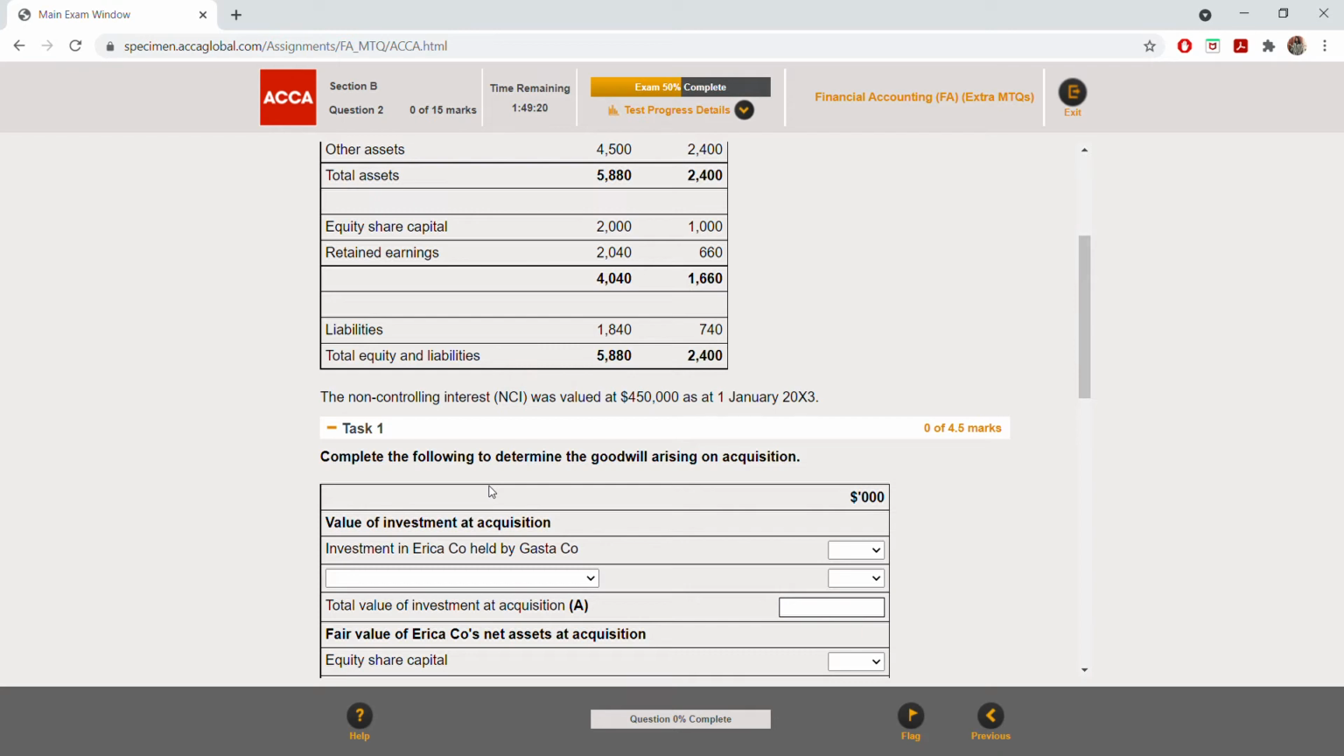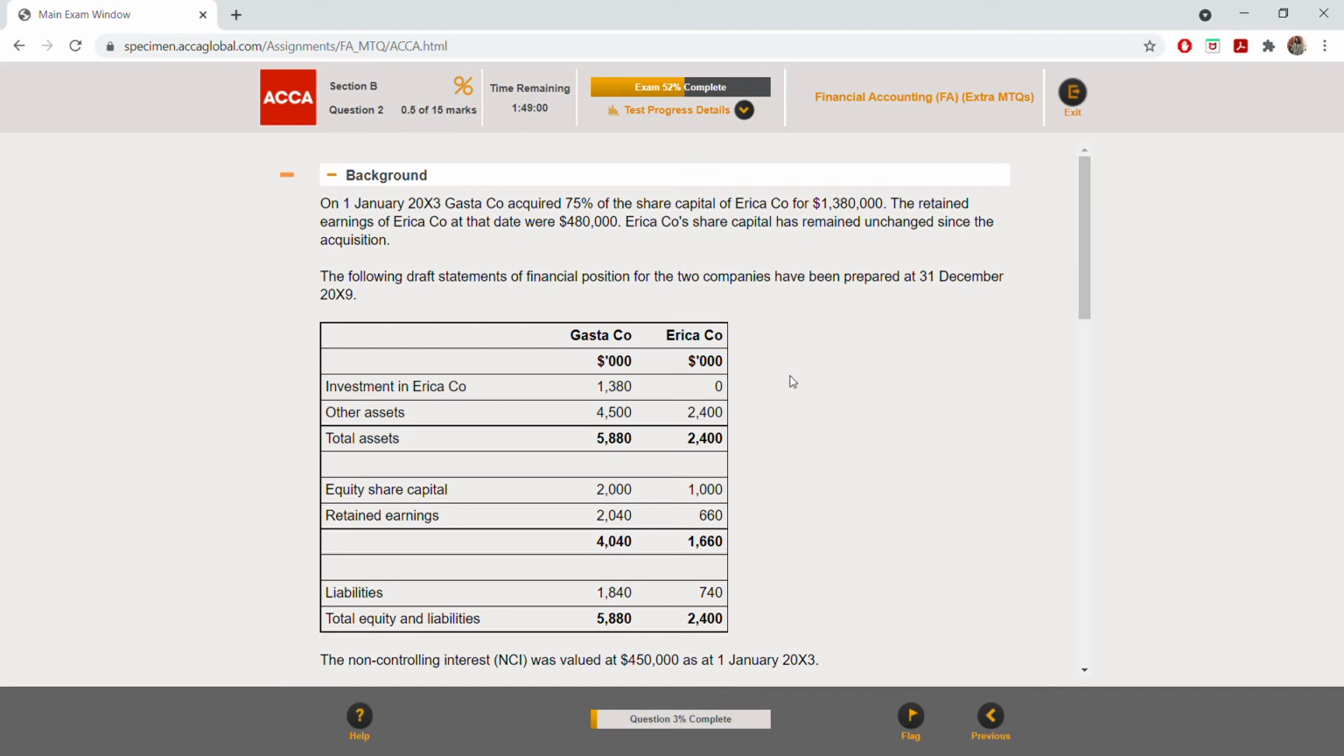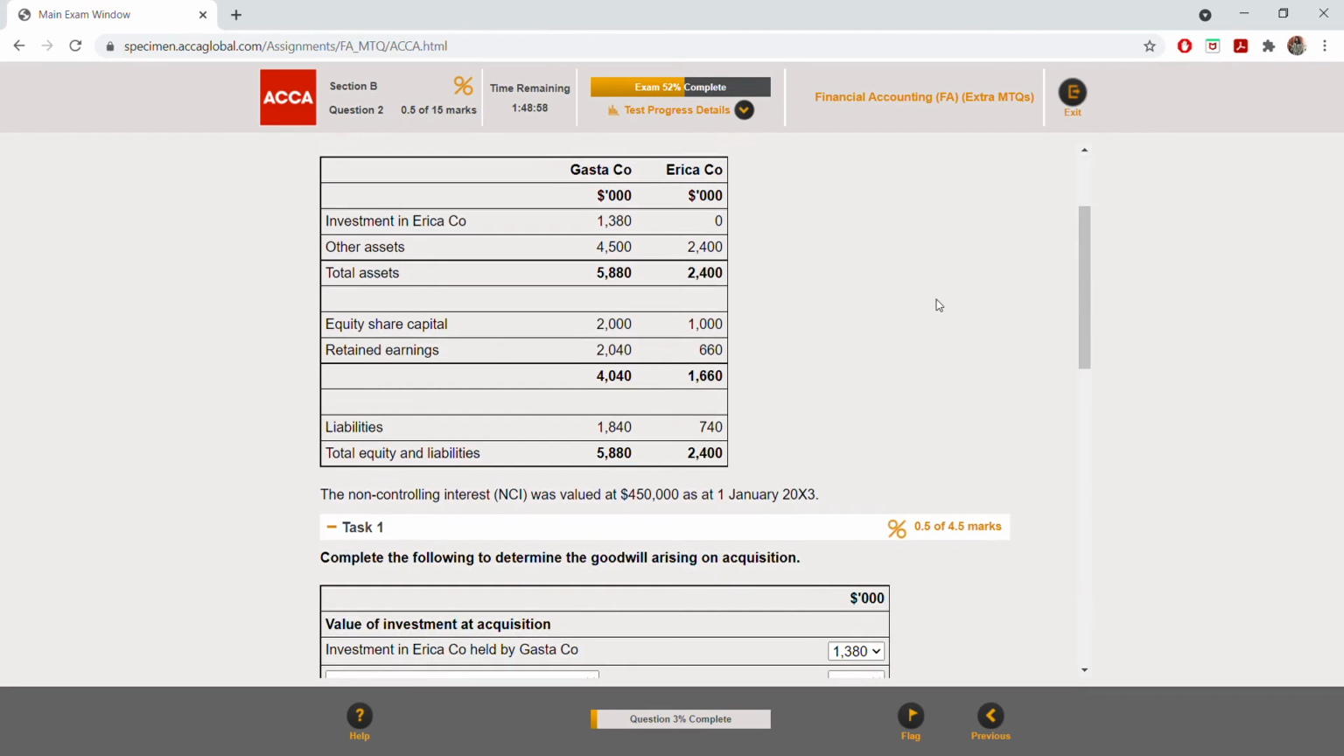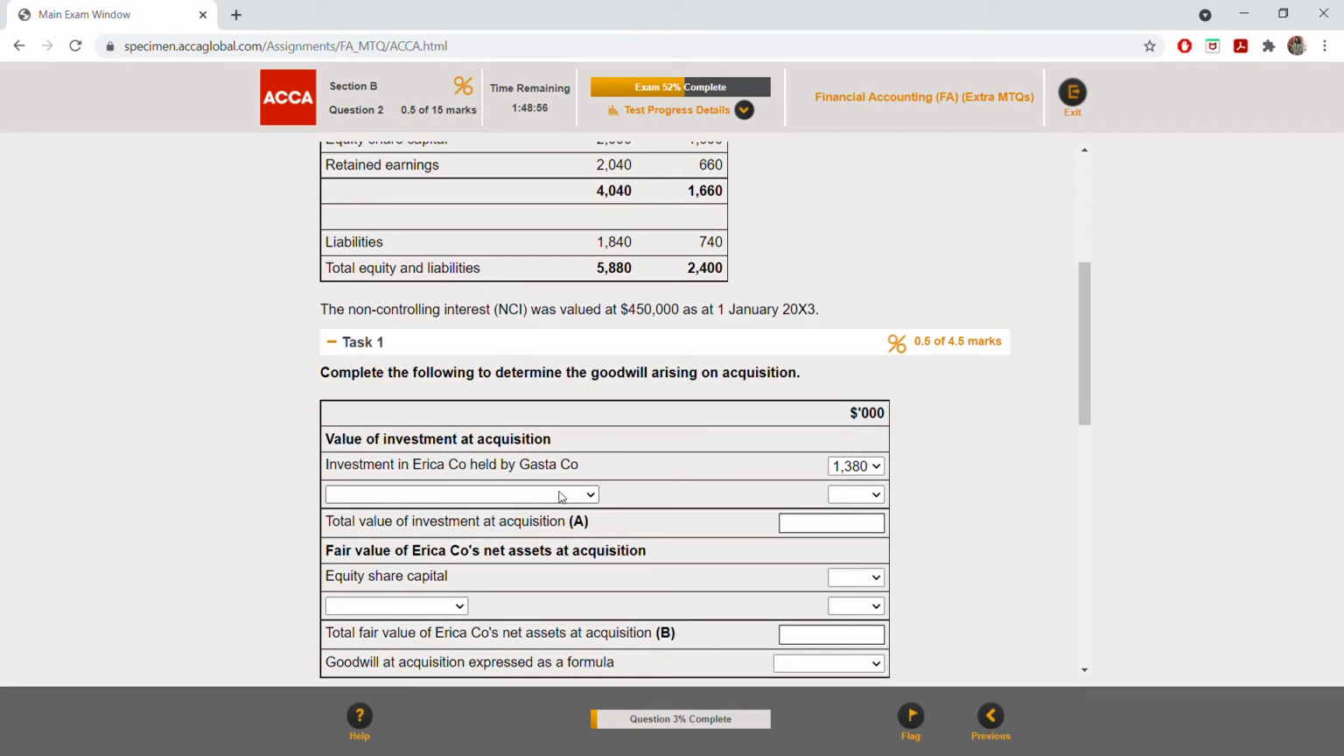So what is it? Investment in Erica held by Gester company. How much is it? Definitely you have to get it out of these options. If you are getting some answer that is not in the options, that means you are wrong somewhere in the calculation. It is 1380 because it is this amount. The amount you have paid, that is the investment.